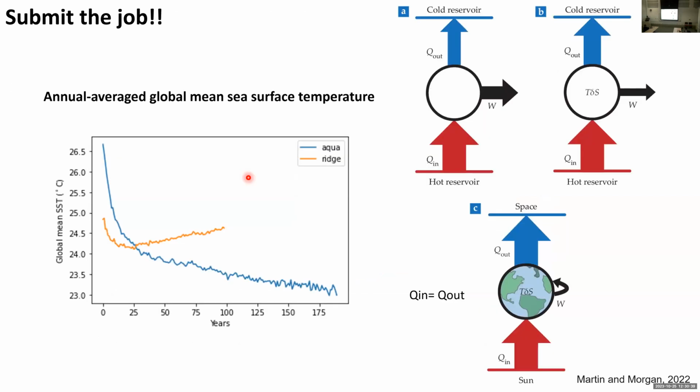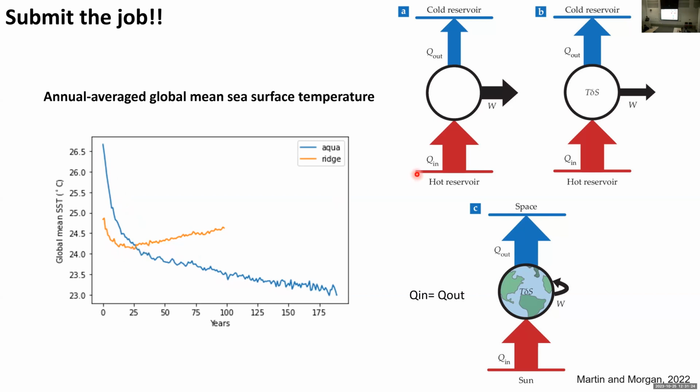Now it's an exciting time for us to push the buttons to submit the job, and the simulation is starting running. After a few days, if you plot the global mean sea surface temperatures as a time series, you will find for the aqua planet the sea surface temperatures drop dramatically from the initial conditions and then gradually and slowly seem to saturate at some value, and for the ridge configurations, the sea surface temperature is still evolving. So why does that happen?